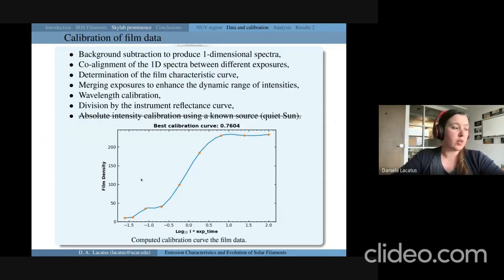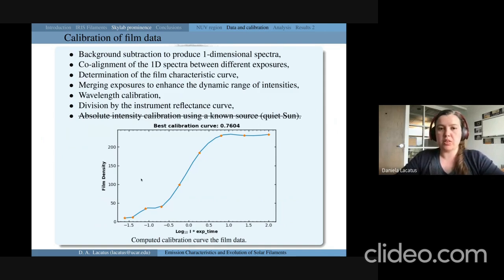So let me go over the analysis, the data reduction process. First, we started from 2D film data. We then subtracted the background and produced one-dimensional spectra. We then co-aligned the different exposures in order to at least match the spectral range between them.